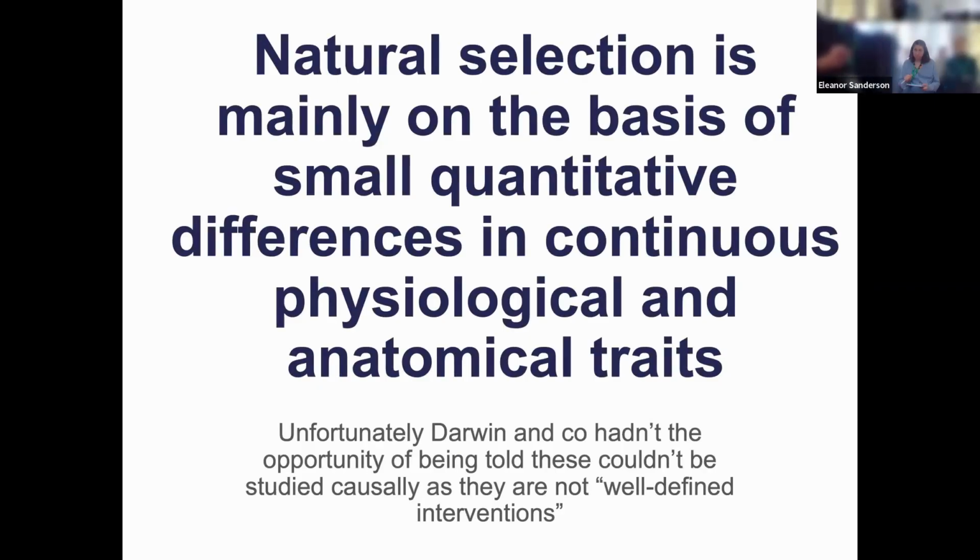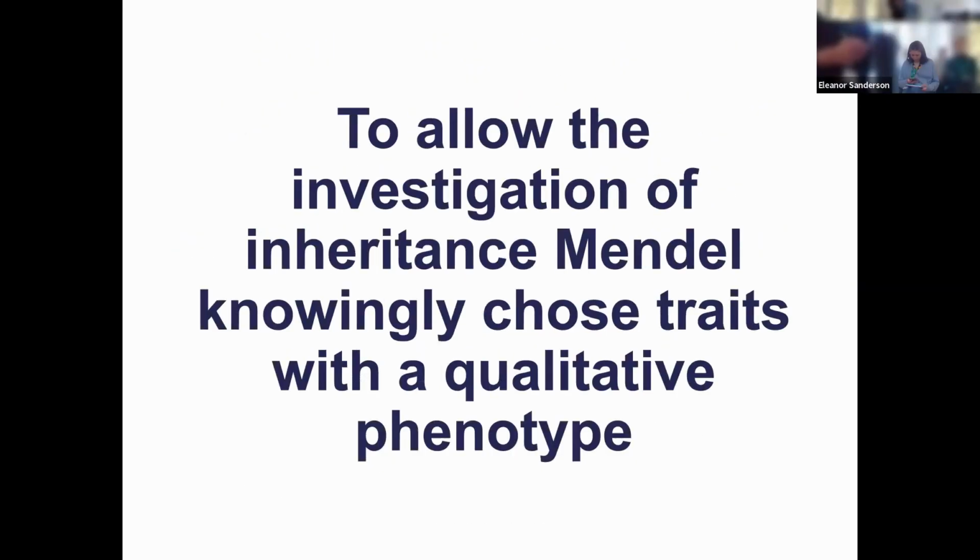So natural selection is mainly on the basis of small quantitative differences, which the Mendelian characters create in continuous physiological and anatomical traits. Luckily, Charles Darwin hadn't been told that you couldn't make causal claims about continuous traits because they're not well-defined interventions. So you can't do it. He just carried on and was doing it.